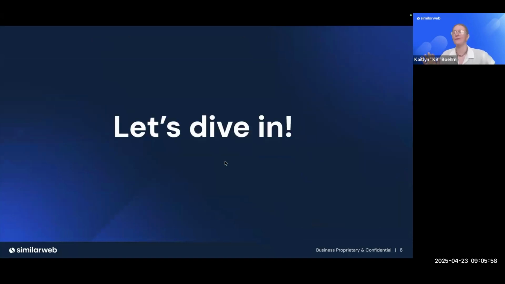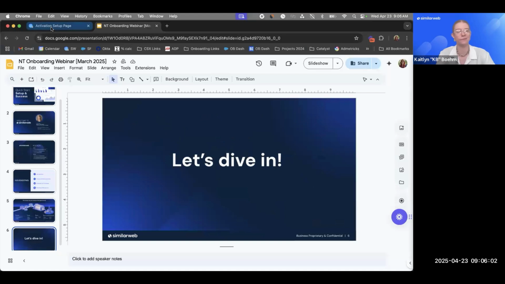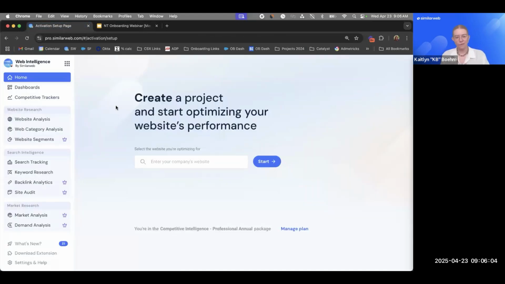All right. So without further ado, no more teasing, let's just go into the Similarweb platform. When you first log into Similarweb, you're going to see a screen that looks like this.